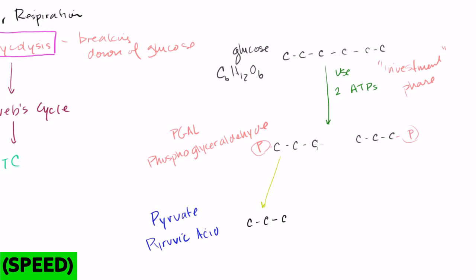So you start off with glucose, and in the investment phase you end up with phosphoglyceraldehyde, which essentially means you broke up your glucose and put a phosphate on either end of it. And then those each independently go through the payoff phase. So you end up with two molecules of pyruvate for every molecule of glucose you start off with. Now you're saying, hey, that was a payoff phase. What was our payoff?